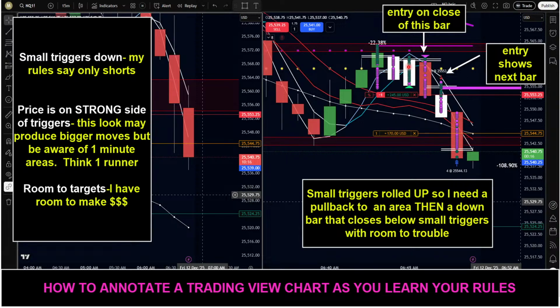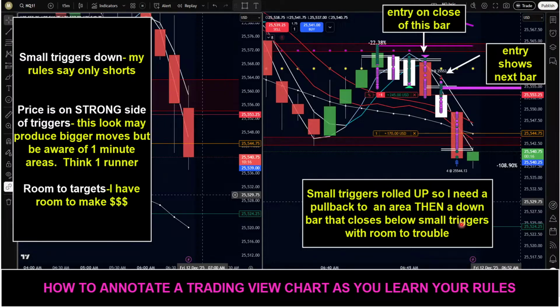And notice that the bar that closes below, the entry's not till the next bar because I let the timer hit 0. I assured that my rules were met. You can see that money was taken at trouble because trouble can create bounces. And then because it's the strong side, looking for that bigger move. If you do that every time, you're going to learn your rules faster.